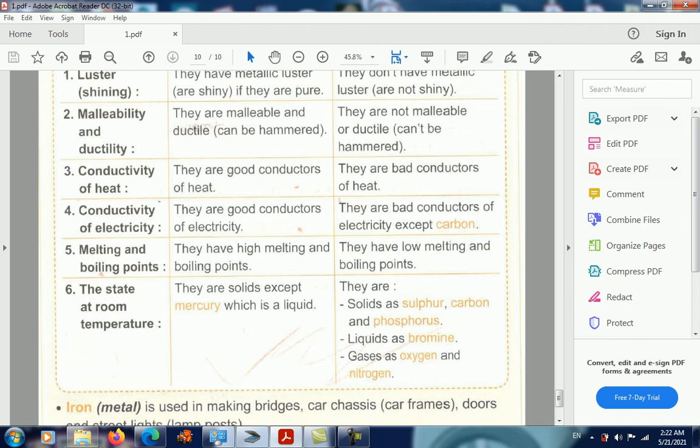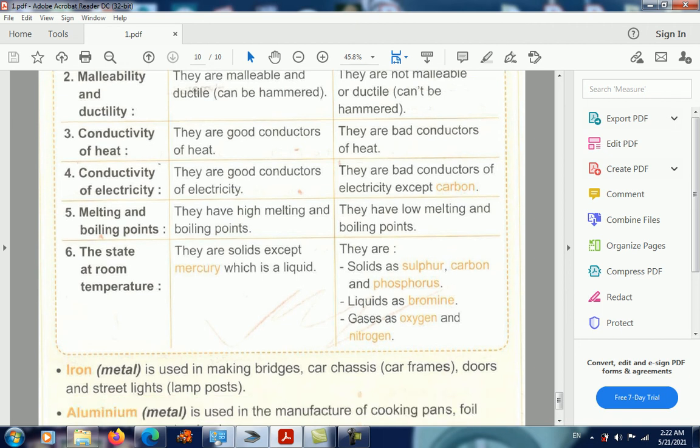Number 6, the state at room temperature. If you find them in nature, what happens? They are solids except mercury, which is a liquid. Of course, we are talking about the metals. What about the non-metals? They are solids as sulfur, carbon and phosphorus. They are liquids as bromine. They are gases as oxygen and nitrogen.